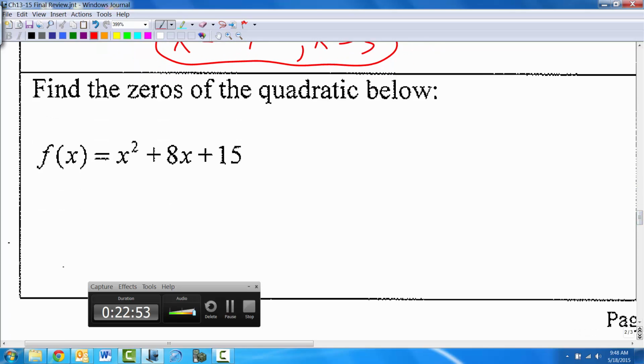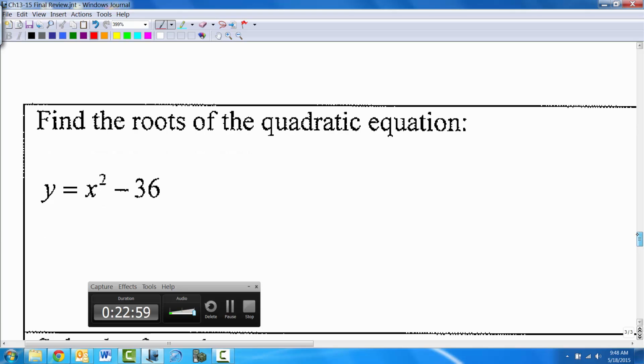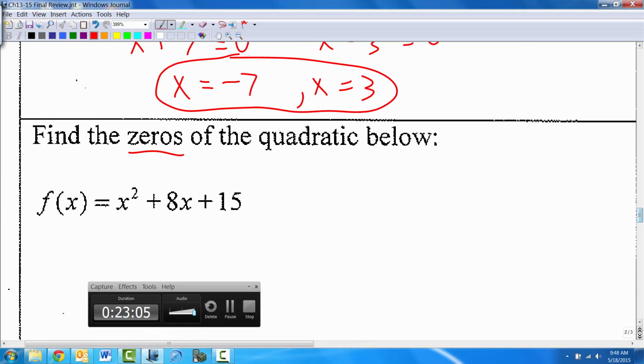Now, find the zeros of this quadratic. That means solve. Find the solutions. Or you'll see the next set of directions, find the roots. Okay, they're all synonyms. That means what I have to do for this is turn y into 0 and solve.